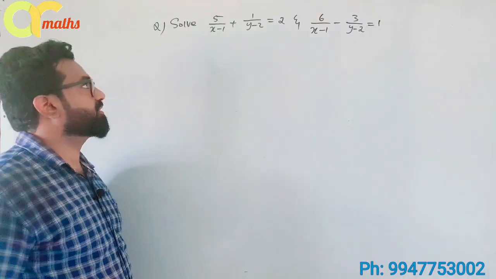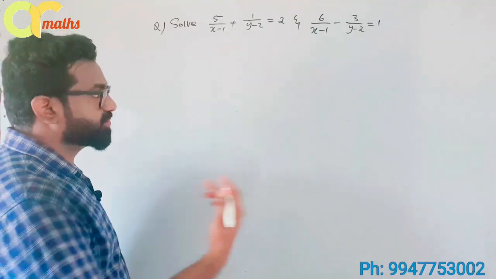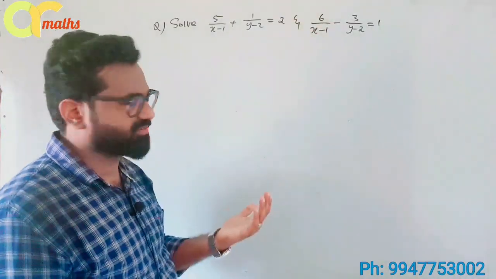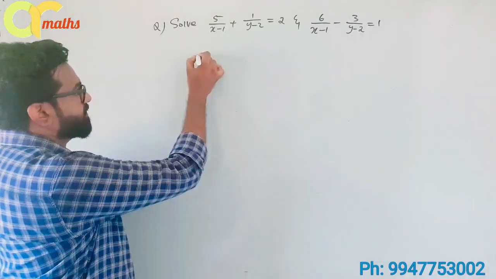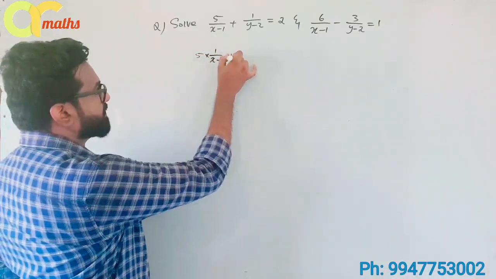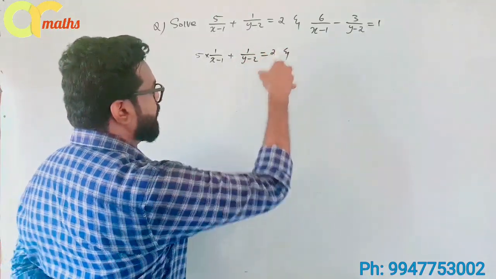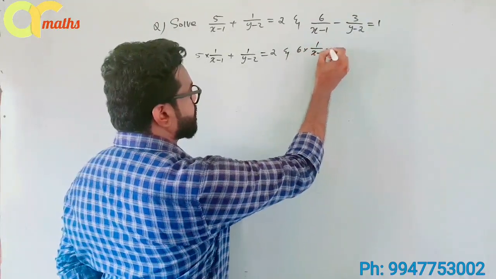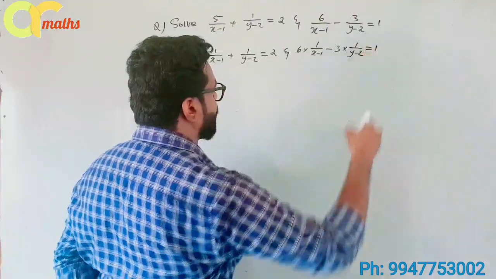Okay, next our question is 5 divided by x minus 1 plus 1 divided by y minus 2 equal to 2 and 6 divided by x minus 1 minus 3 divided by y minus 2 equal to 1. Very simple. How to rewrite? Here 5 into 1 by x minus 1 plus 1 by y minus 2 equal to 2 and 6 into 1 by x minus 1 minus 3 into 1 by y minus 2 equal to 1.